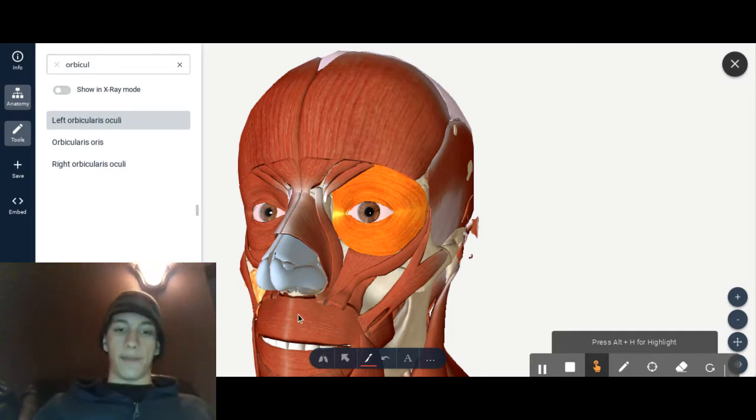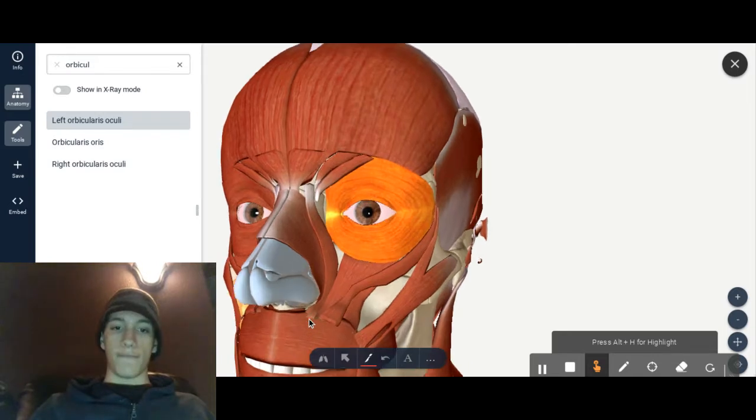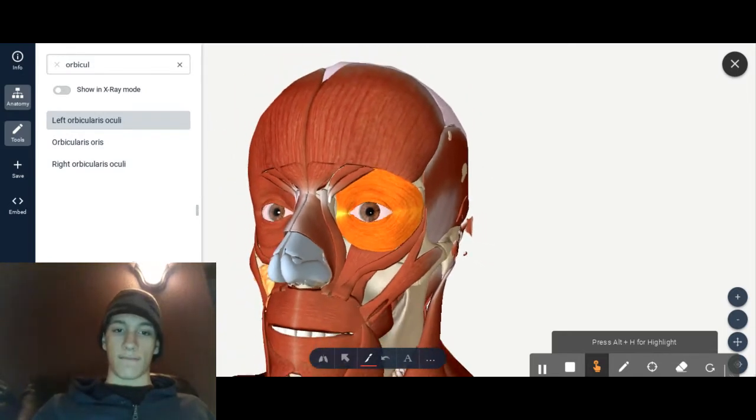So for the eyes, the origin point is the skin around the eyes. For the mouth, the origin is the skin and lips, the skin on your lips and your lips themselves.